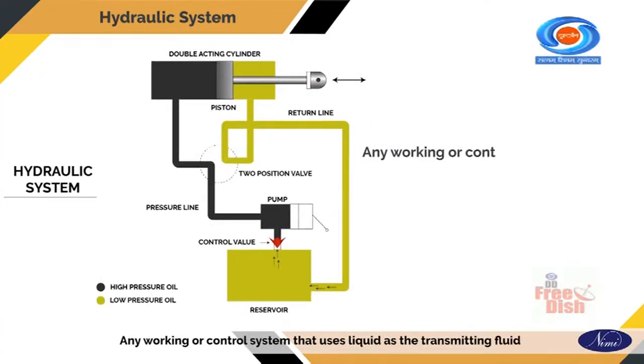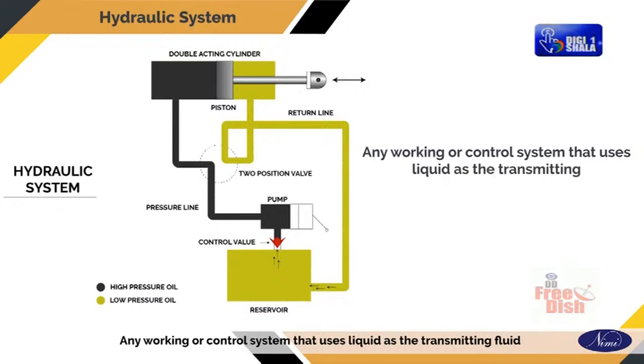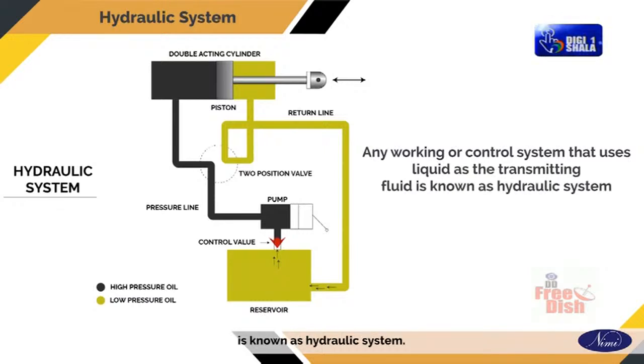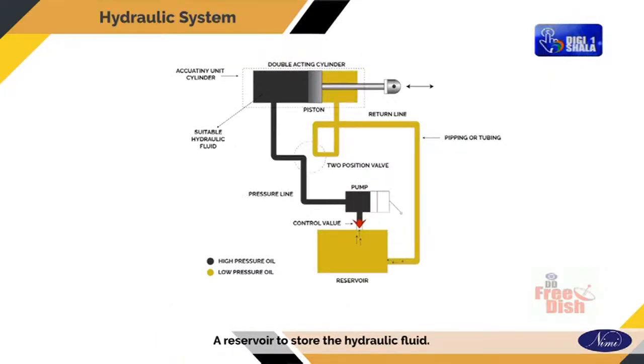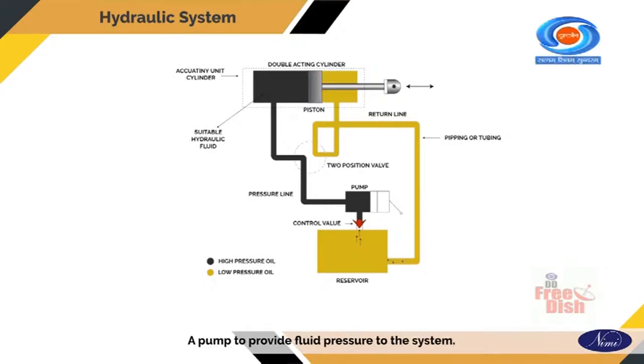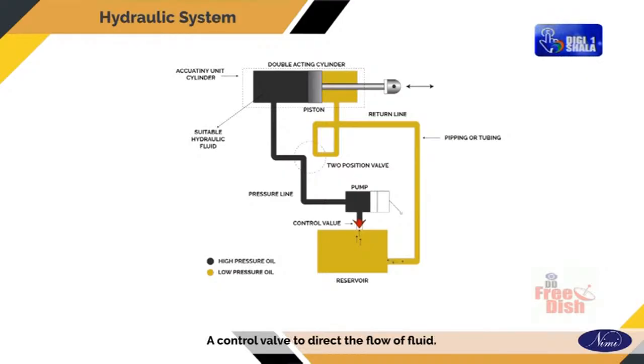Any working or control system that uses liquid as the transmitting fluid is known as hydraulic system. The basic hydraulic system consists of the following elements: a reservoir to store the hydraulic fluid, a pump to provide fluid pressure to the system, a control valve to direct the flow of fluid, an actuating unit such as a cylinder, a suitable hydraulic fluid, piping or tubing to circulate the fluid through the system.